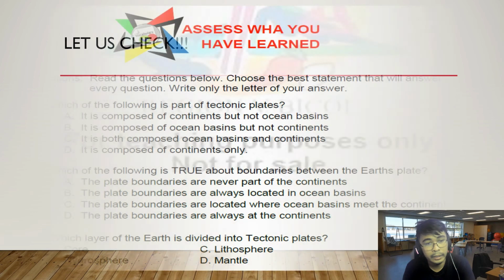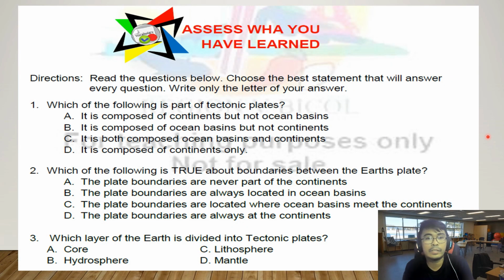Number 1, what is the correct answer? Of course, that is letter C. It is both composed of ocean basins and continents, because as I have said, tectonic plates are composed of 2, the continental and oceanic crust. For number 2, letter B, the plate boundaries are always located in the ocean basins, as you can see in the plate tectonic map. And number 3, letter C, lithosphere.